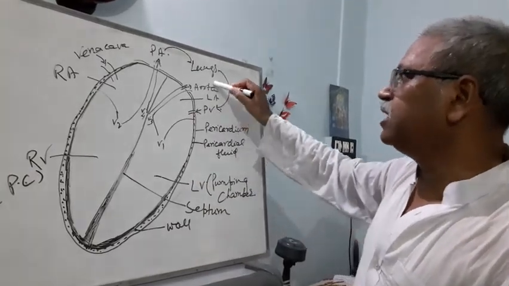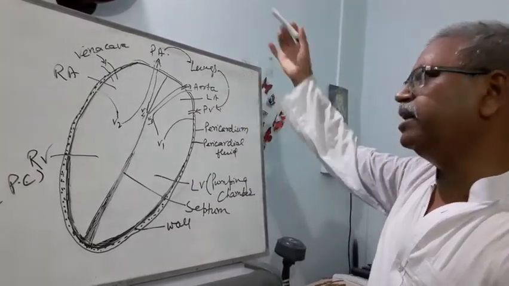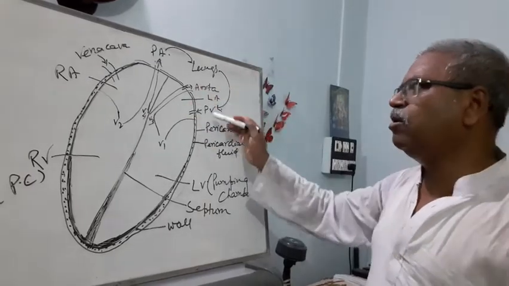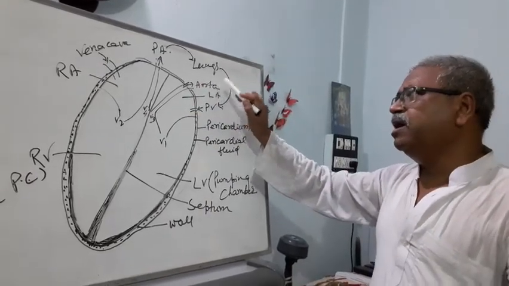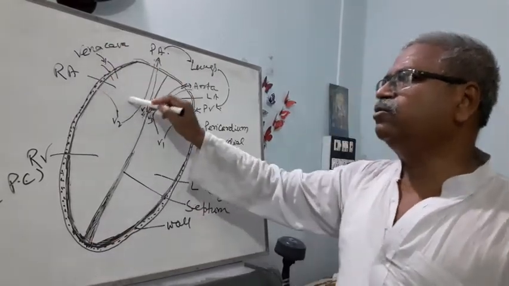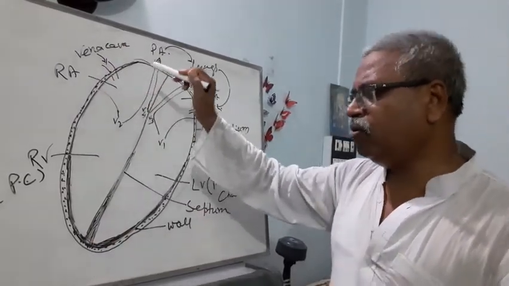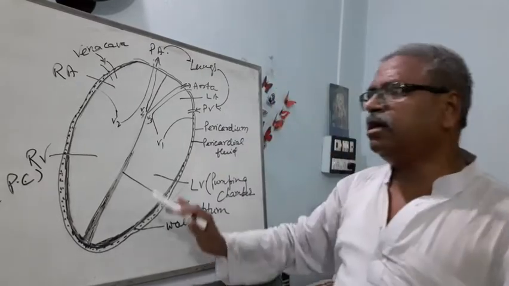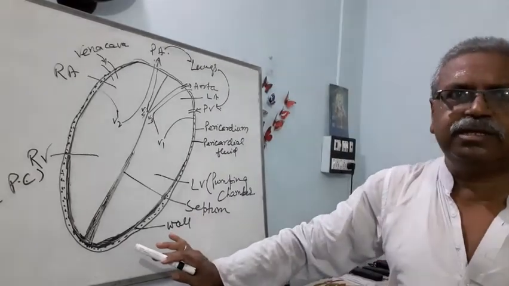From this aorta, blood is circulated inside the whole body, and from the whole body again it comes through the vena cava into this right auricle. This is the whole functioning of the heart.